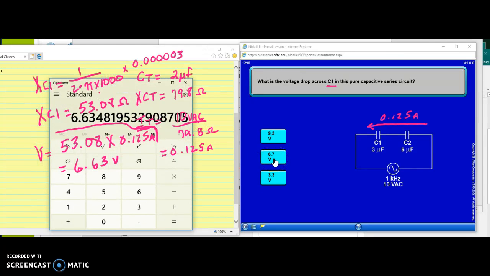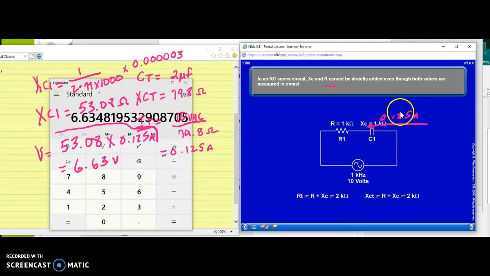6.63 could probably round to 6.7. Got just a little rounding error there, no big deal. And we'll click it, and sure enough, we're right. Now, we'll erase all this, see what NIDA is trying to tell us here.